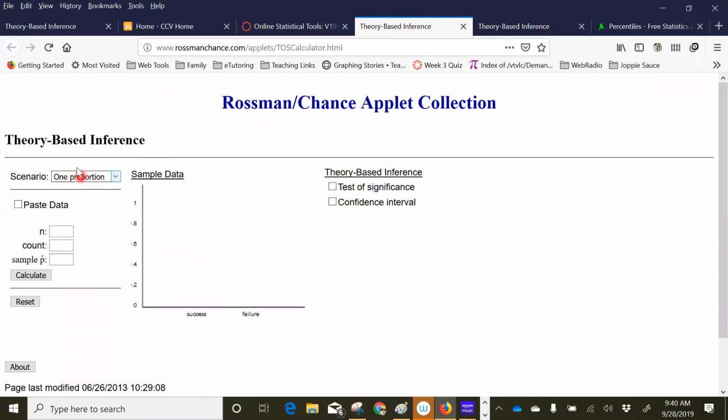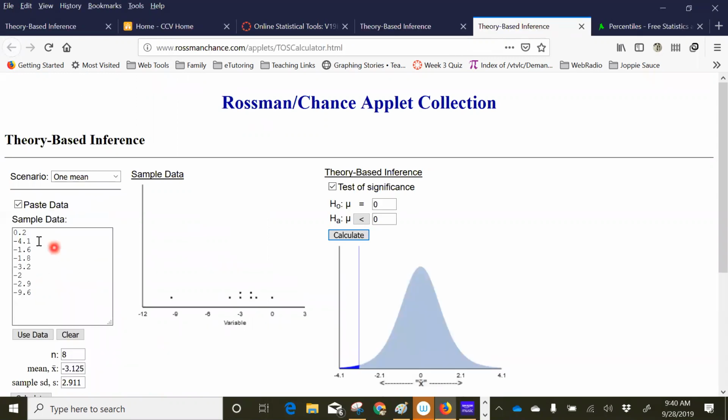So I come out here to this theory-based inference, and it'll work for proportions, it'll work for means, it'll work for 2 proportions, 2 means. And so the 2 proportions and 2 means applet will save us so much time. You'll definitely want to use it. So I opened up another instance of this, and I pasted in those differences, and I clicked use data.